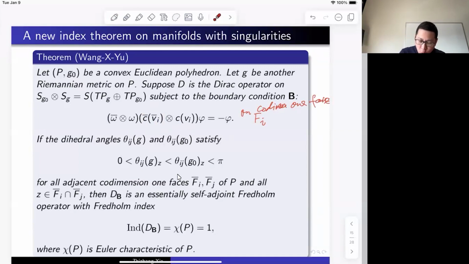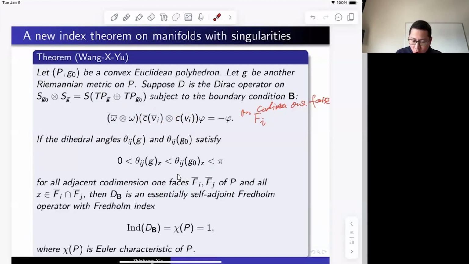So on each codimension one face, this Vi is the inner normal vector of the codimension one face with respect to the original metric. Sorry, let me correct myself. This is the inner normal vector of this face with respect to the new metric, and this notation means the inner normal vector of the face with respect to the original metric. So there are two inner normal vectors, according to the two metrics. So this is the Clifford multiplication of these two inner normal vectors on this spinor bundle.